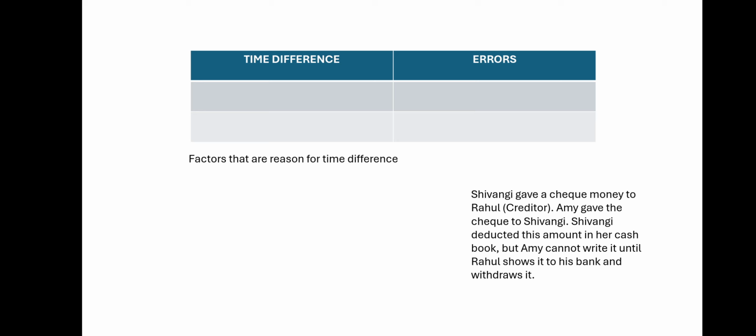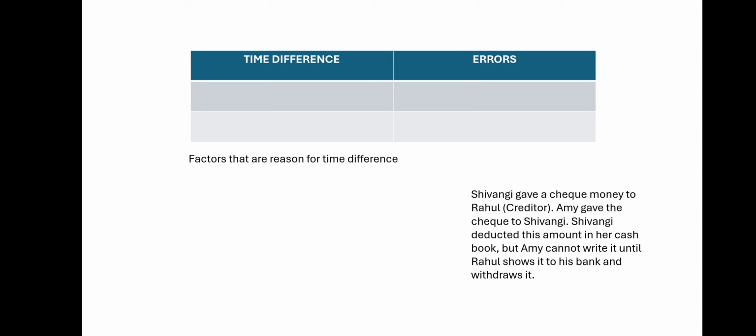Shivangi has to pay money to Rahul, who is a creditor. So Shivangi goes to the bank and asks Amy to make a check to Rahul. Amy makes a check and gives it to Shivangi. Shivangi gives the check to Rahul. Now Shivangi goes home and deducts this amount from her cash book because she paid Rahul.